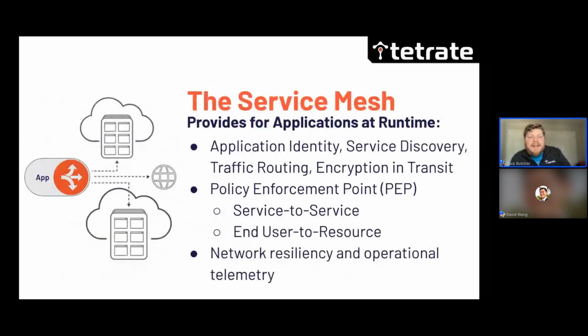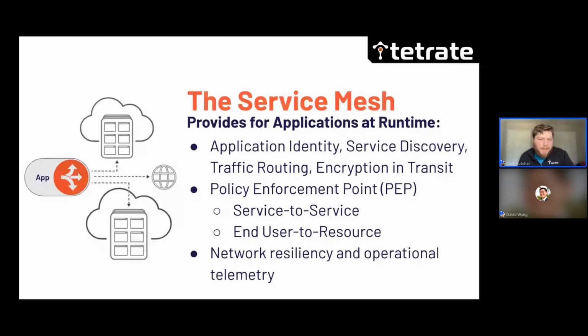The key idea is that, at runtime, the service mesh provides for that notion of identity. It also provides encryption, service identity. It provides that encryption in transit. It also does discovery and routing, which are important capabilities, but not maybe forefront when it comes to security.